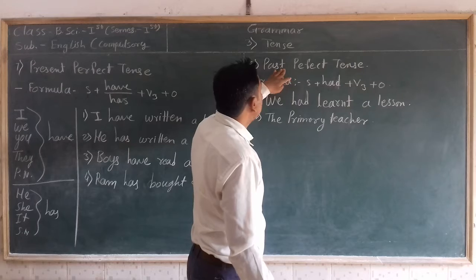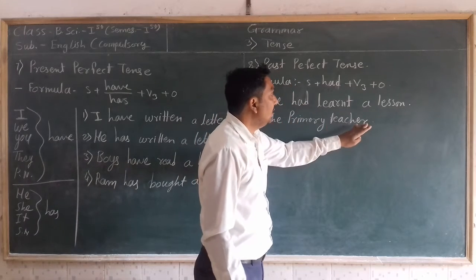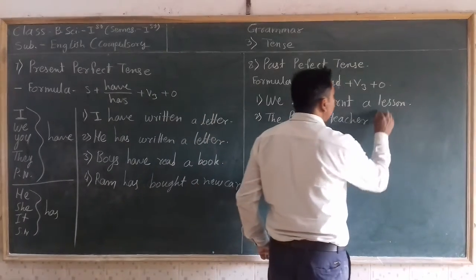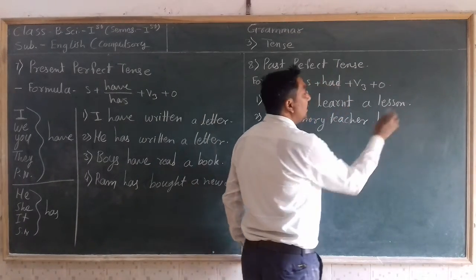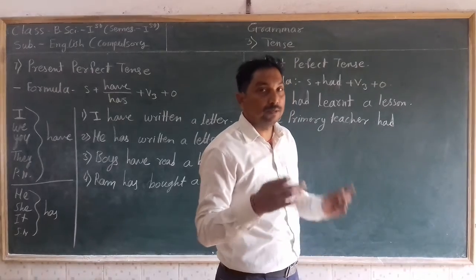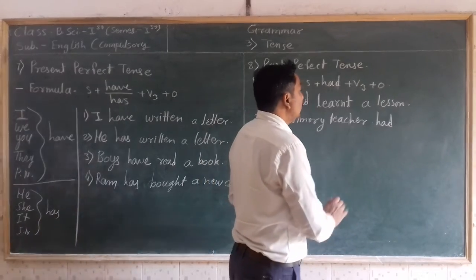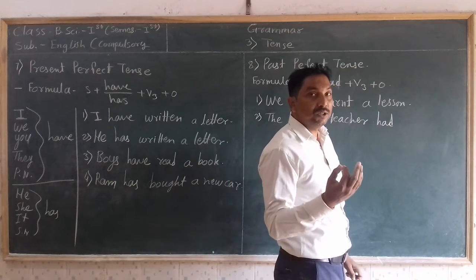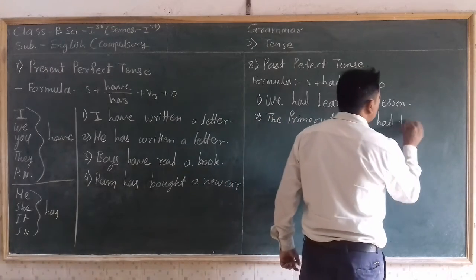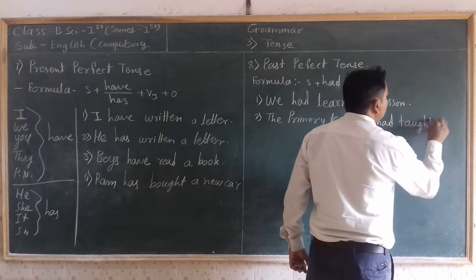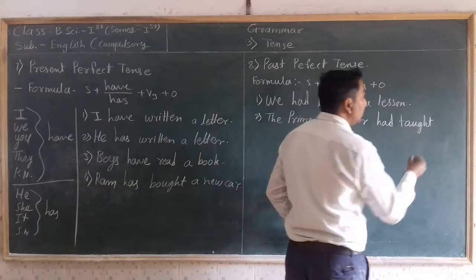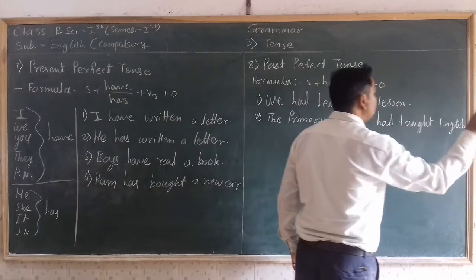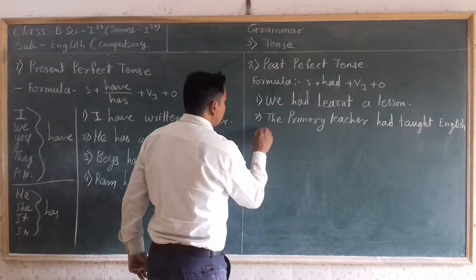So in past perfect tense, in front of any subject we need to use only had. So use had in front of it. Then V3, third form of the verb or past participle of the verb. So I want to take a verb teach. So what is the third form of teach? It is taught. And then the object: what is taught? English, math, physics, anything.